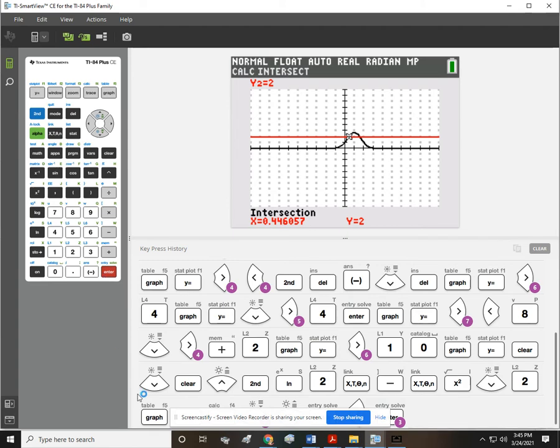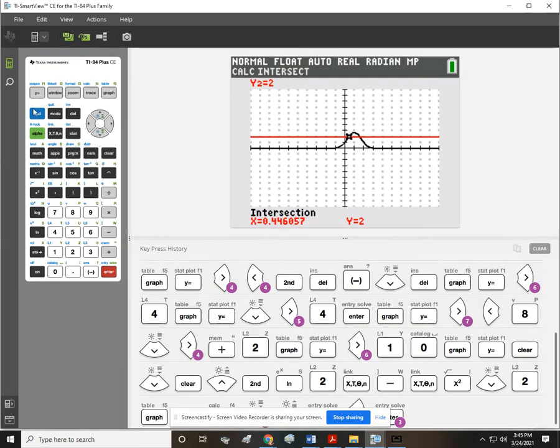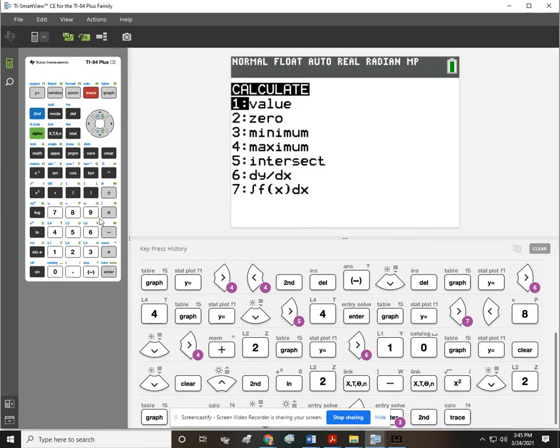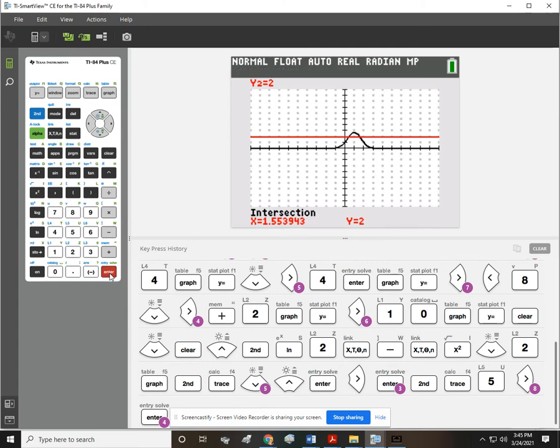All right. I'm sorry, let me show you what I wrote. All right, so we put y1, this one, and y2, that one. Okay, and we'll go back and find that other intersection point. Second trace, number 5, and then move close to that one, hit enter 3 times. So then on your paper, you would write that B is equal to that decimal.